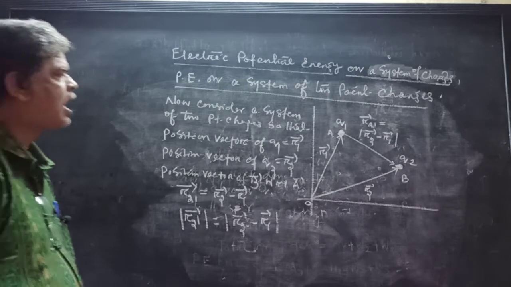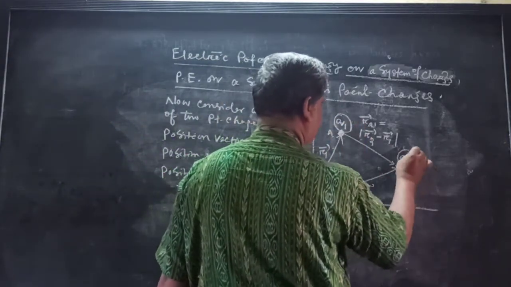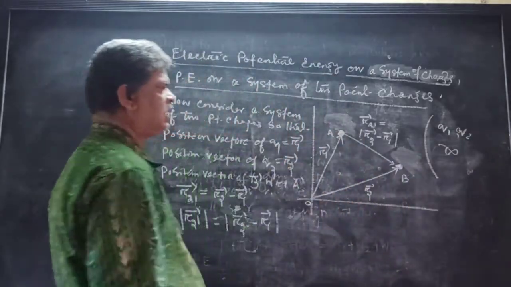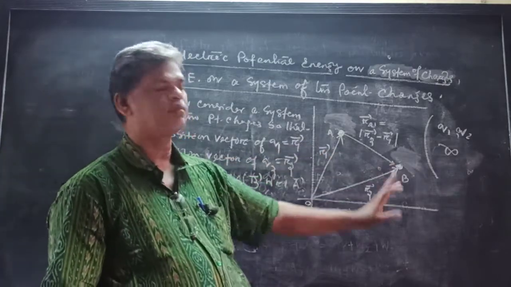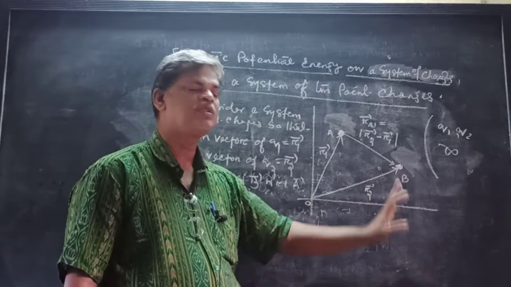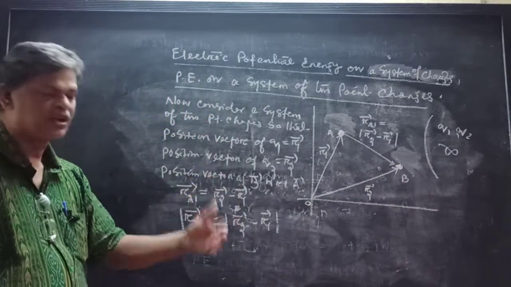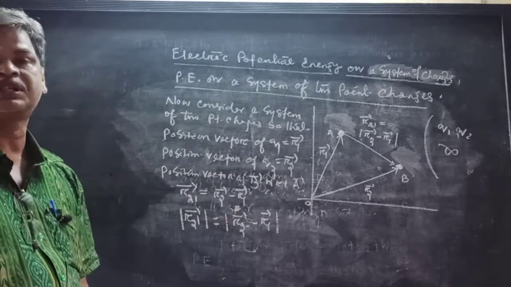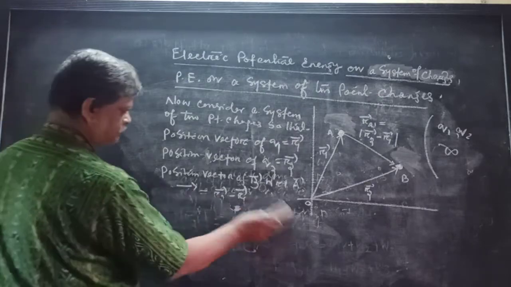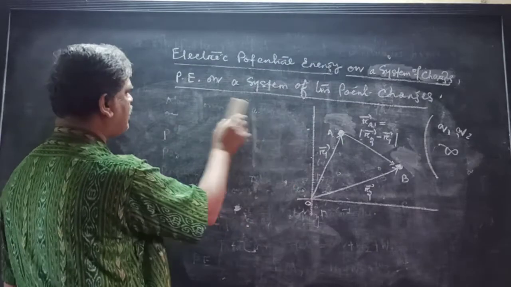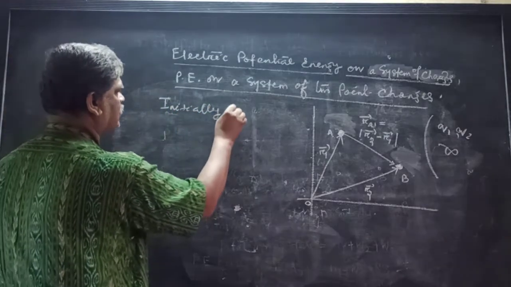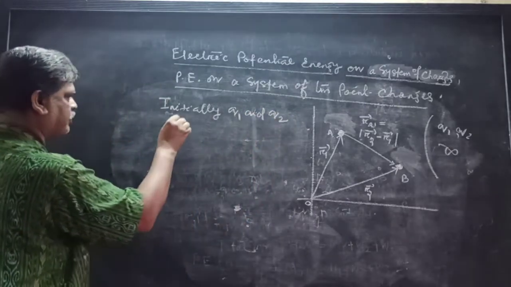Let this Q1 and Q2 be at infinity initially. Here there is no charge. This is the position of Q1, this is the position of Q2. To make the system, bring the charges from infinity to their respective positions. Initially let all the charges of the system be at infinity and bring them one after another to their respective positions to make the system, then find the total work done. Suppose all the charges Q1 and Q2 are at infinity initially.